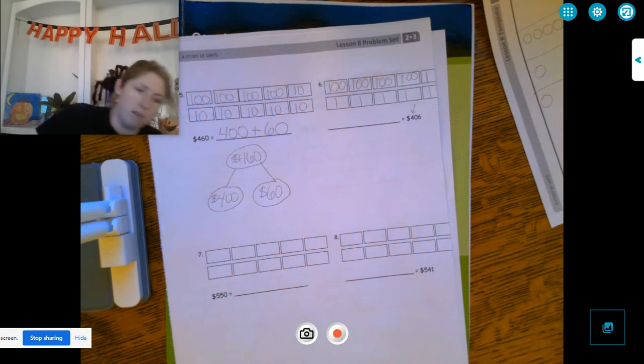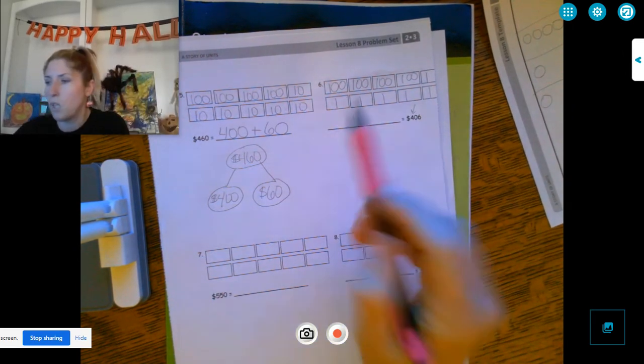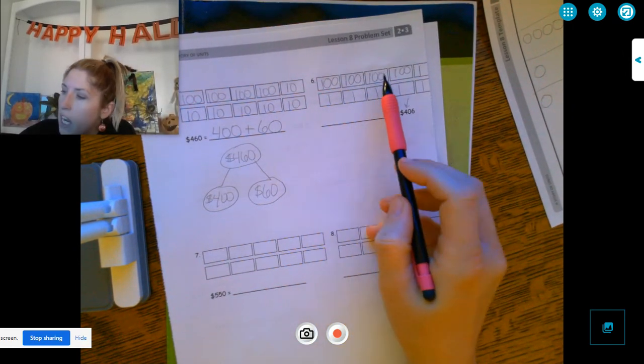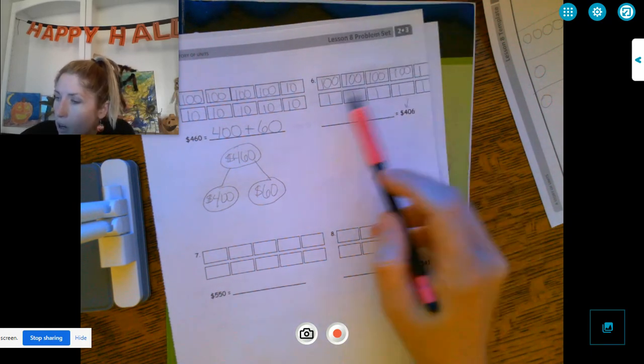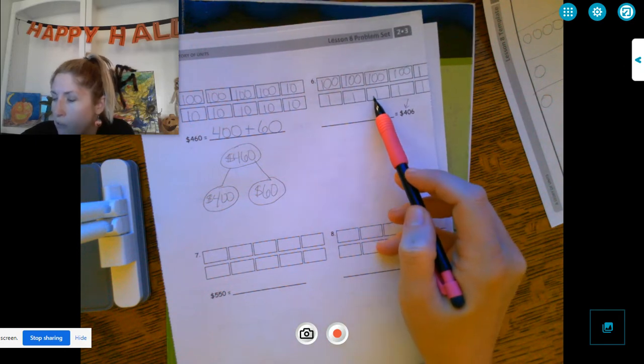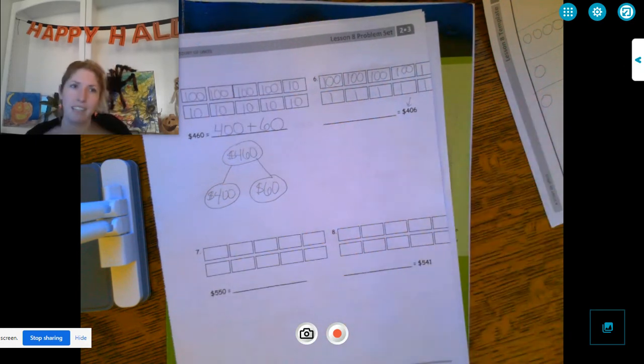Okay, let's add it up now that we didn't use our hundreds chart and make sure we did it right. So 100, 200, 300, 400, 401, 402, 403, 404, 405, 406. You see what I did there?